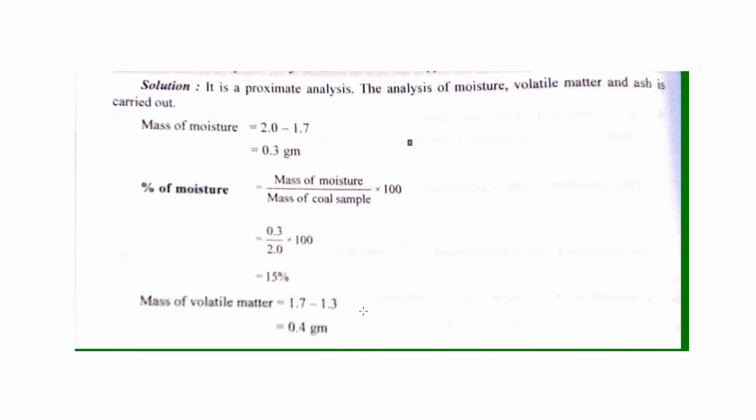So the mass of moisture is 0.3 gram upon coal sample 2 into 100. So we will get 15% of moisture.